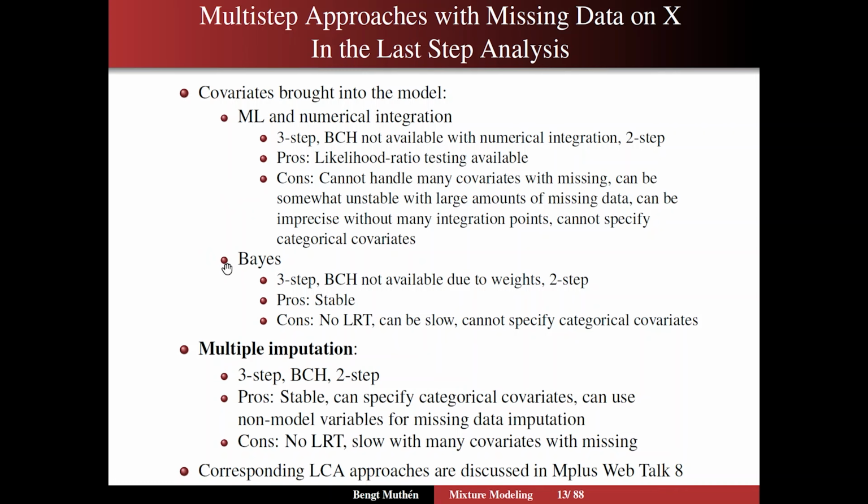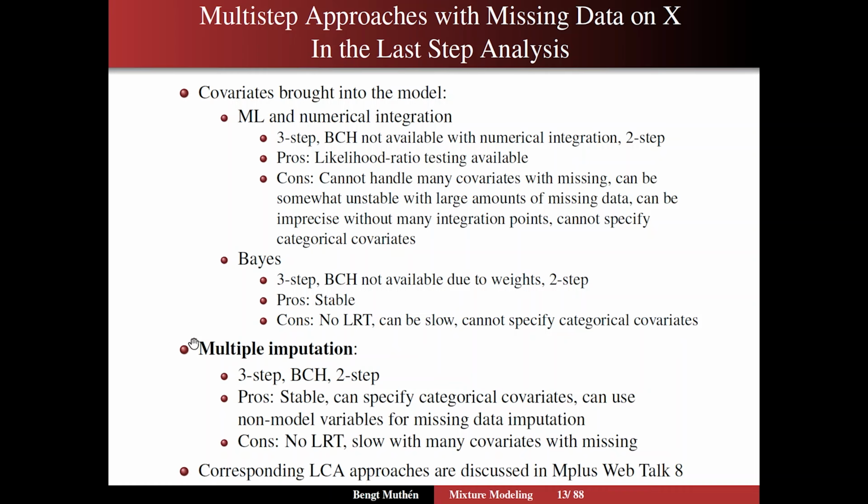Alternatively, instead of ML, you can use Bayes. You can use three-step. You cannot use BCH because that's not available due to the weights. We don't have weights in Bayes. And you can also use two-step. The advantage is it's stable, perhaps more so than the ML. And the disadvantage is no likelihood ratio testing. It can be slow, and cannot specify categorical covariates either.